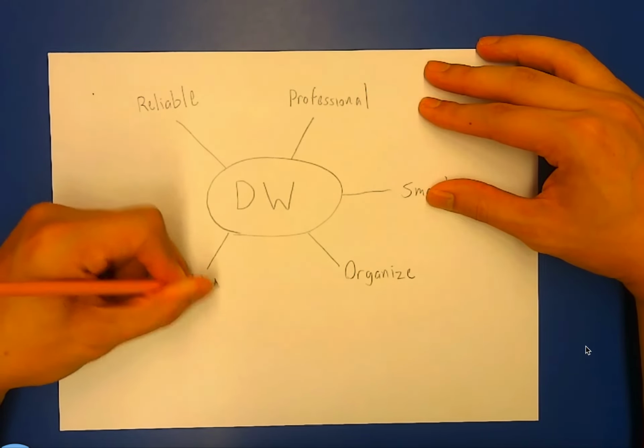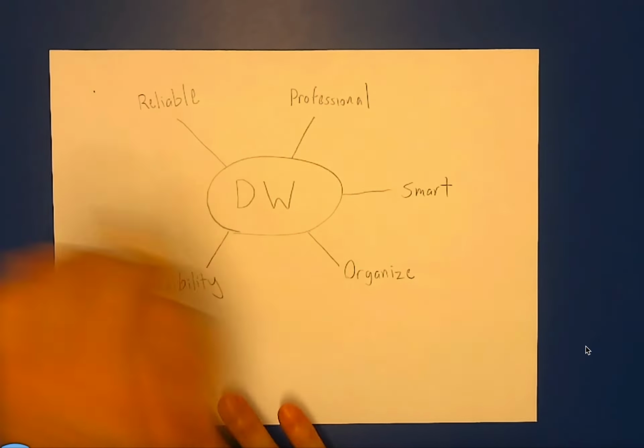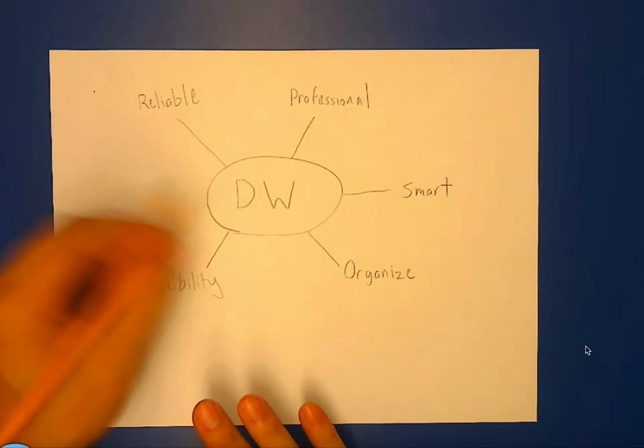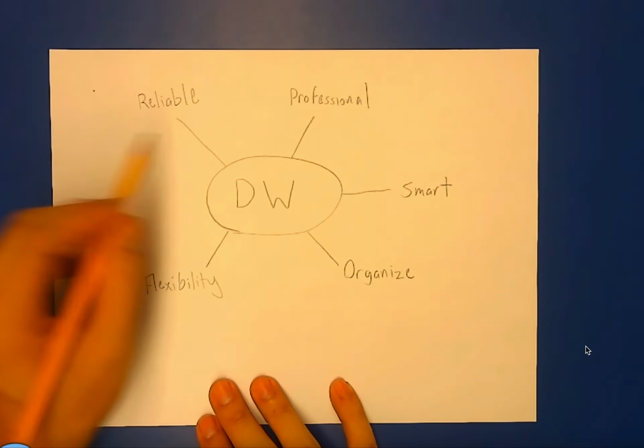Flexibility. Okay, so you want to write down these five words that describe who you are. And if you want, you can do even more. But try to at least do five of them. So it's going to be five.